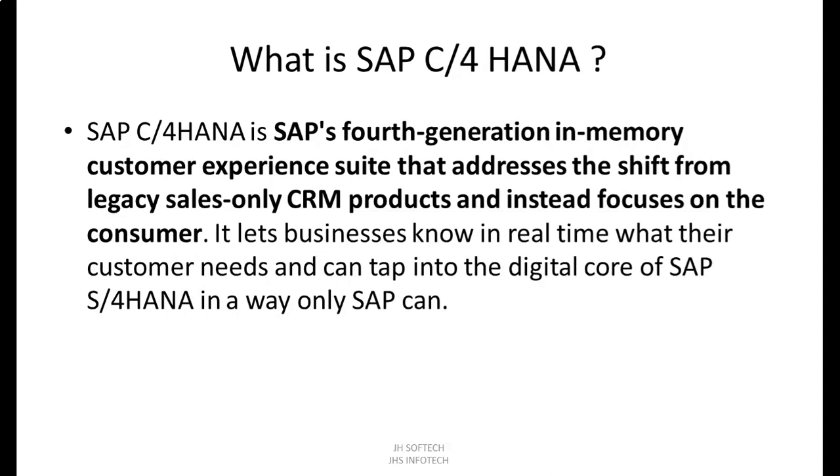What is C4HANA? C4HANA is SAP's fourth generation in-memory customer experience suite that addresses the shift from legacy sales-only CRM products and instead focuses on the consumers. It lets businesses know in real time what their customer needs and can tap into the digital core of SAP's S4HANA in a way only SAP can do it.